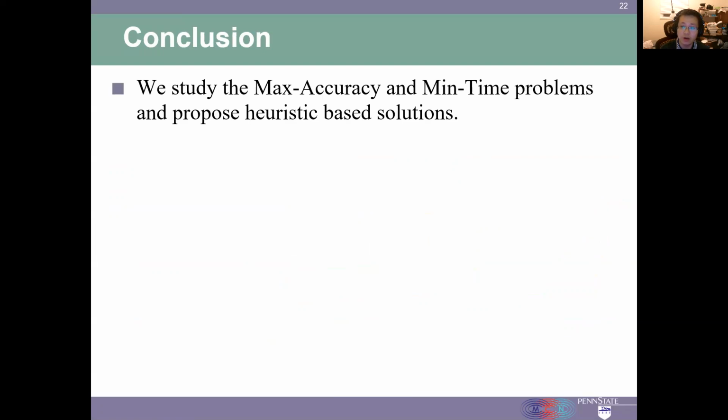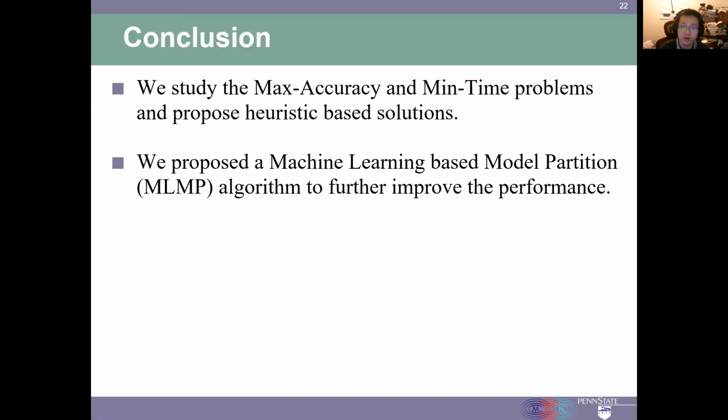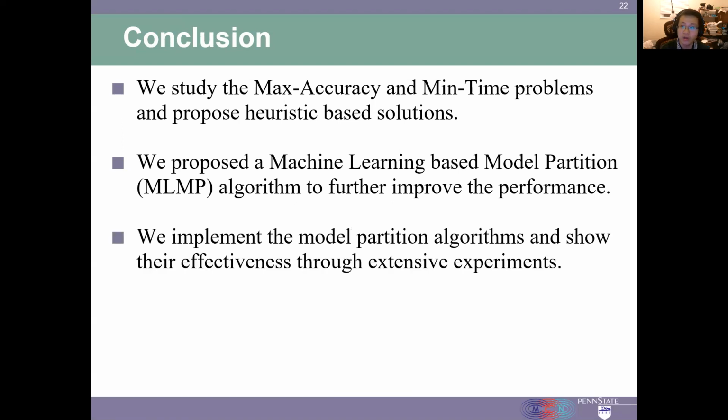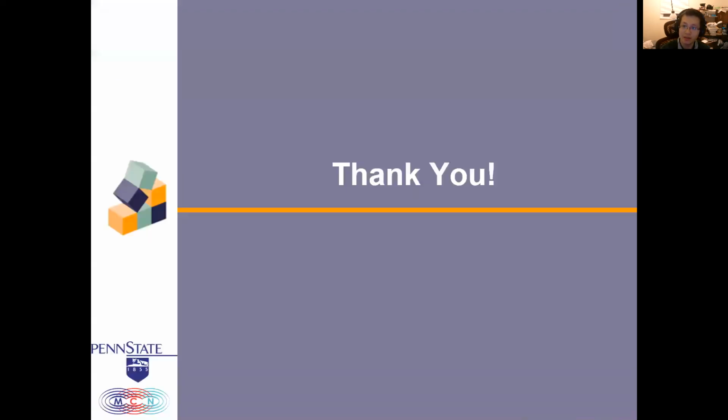Now let's draw a conclusion to our presentation today. We studied two different problems in model partition, max accuracy and mean time, and proposed heuristic-based solutions to them. We further improved the performance and addressed the limitations of the heuristic-based solutions by proposing a machine learning-based model partition algorithm. We implemented these model partition algorithms and showed their effectiveness through extensive experiments. And that's it. Thank you.